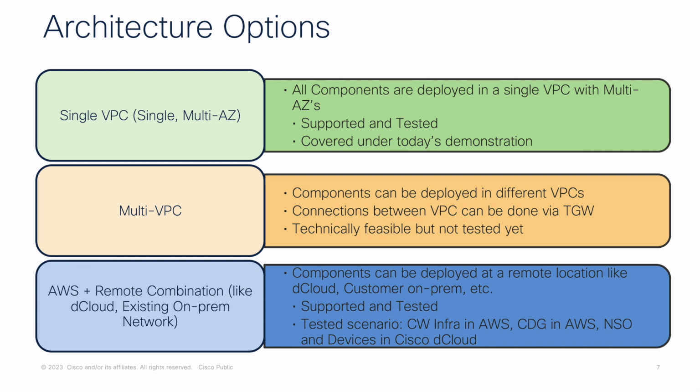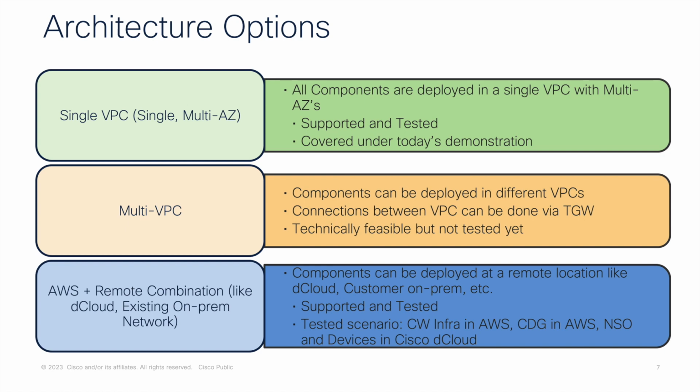In a multi-VPC setup, you can think of it like CNC sitting in one VPC, CDG sitting in another, devices sitting in another, NSO sitting in another, or vice versa, two in each VPC. The communication between VPCs would be happening over transit gateways. We have not tested this, but it is technically possible for the deployment.